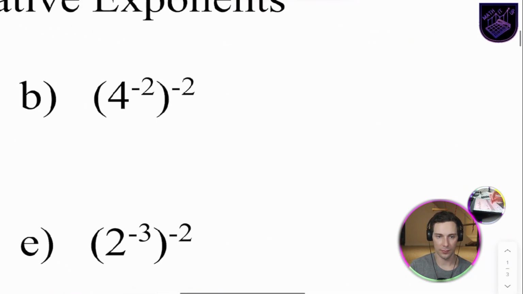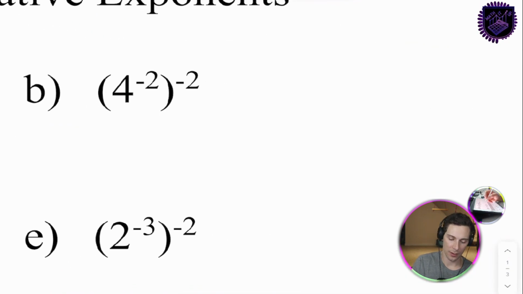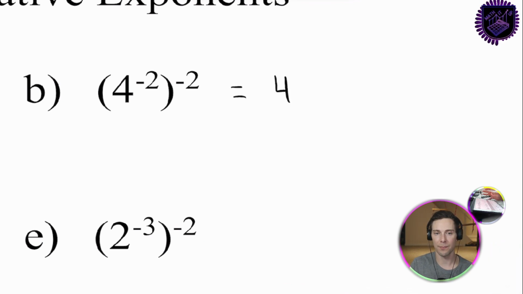Now, this is going to be equal to our base of 4. The base stays the same. Negative 2 times negative 2. 4 to the power of negative 2 raised to the power of negative 2. The two negatives, when they multiply together, they're going to equal a positive. 4 to the power of positive 4.